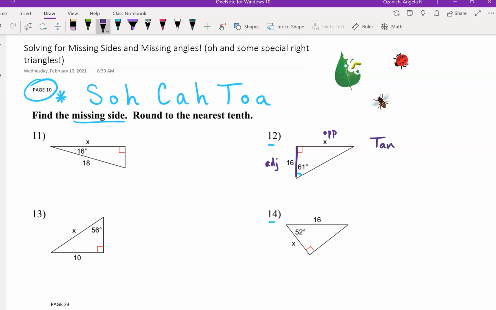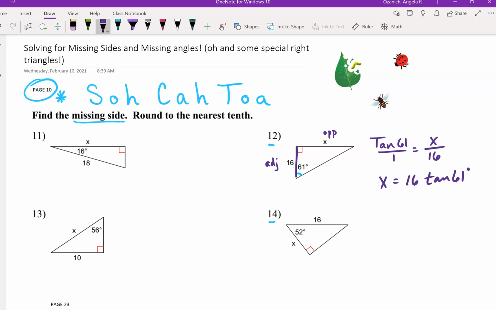So we're going to say the tangent of 61, which I'm going to put over 1, is equal to opposite over adjacent. When we cross multiply, we know that 1 times x, is equal to 16 times the tangent of 61 degrees. You want to make sure your calculators are in the right mode, that they're in degree mode when you're working through something like this.